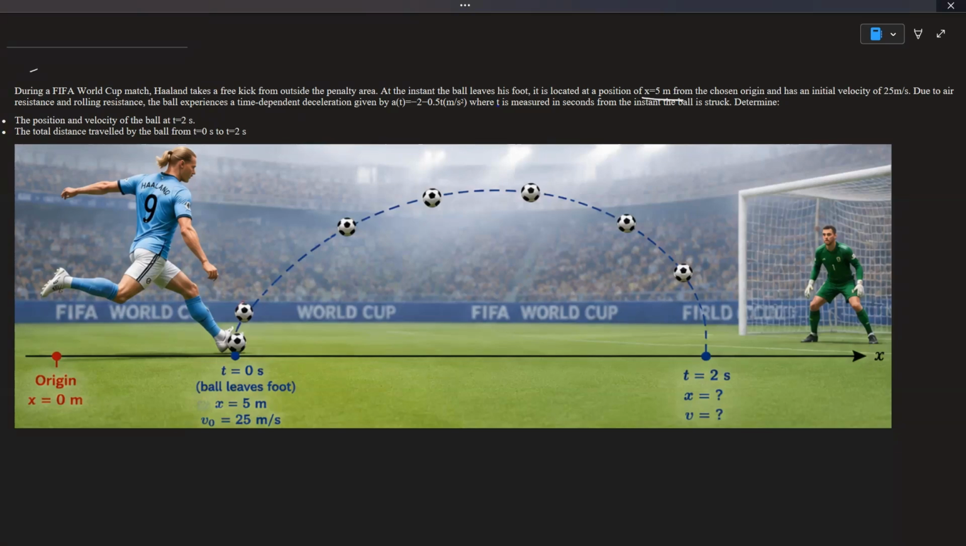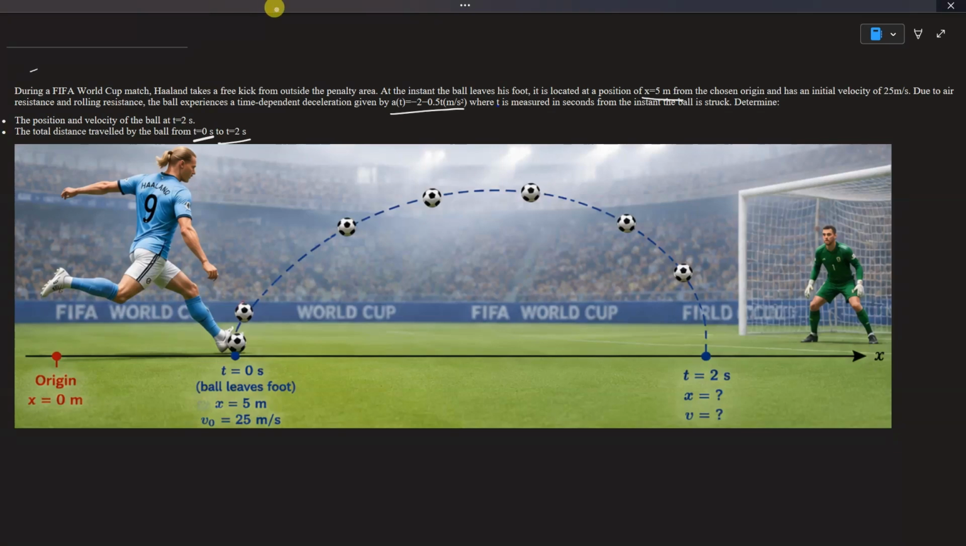Due to air resistance and rolling resistance, the ball experiences a time-dependent deceleration given by this equation, where t is measured in seconds from the instant the ball is struck. Determine the position and velocity of the ball at t equals 2 seconds, and the total distance traveled by the ball from t equals 0 seconds to t equals 2 seconds.